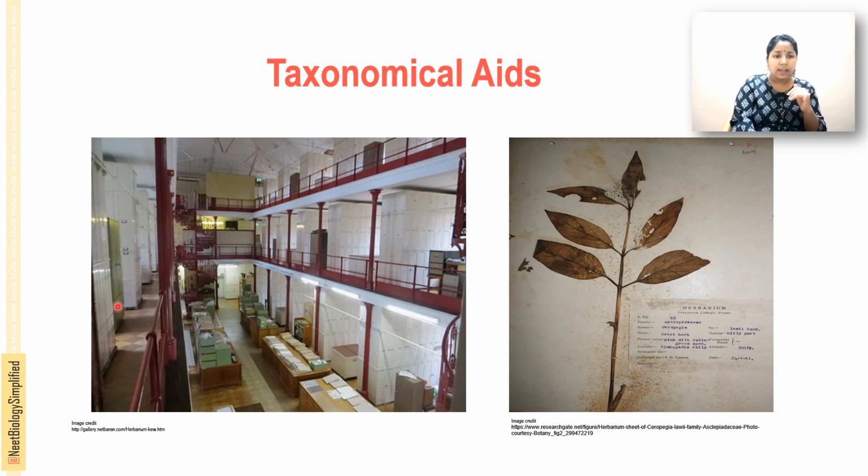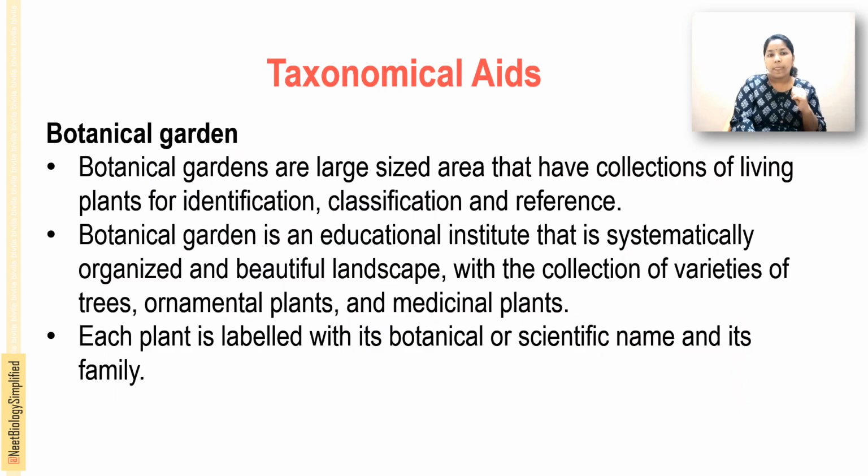And this is a picture showing the herbarium at the Kew Botanical Garden in London, Great Britain. Then this is a herbarium sheet, that is a specimen. This is the herbarium of a plant. Then next is the botanical garden.